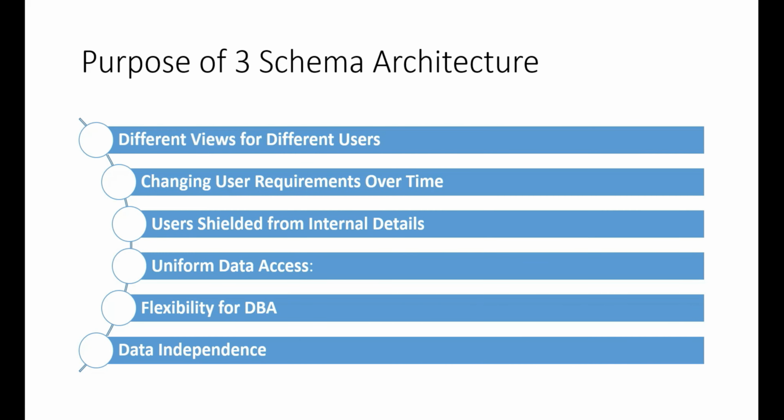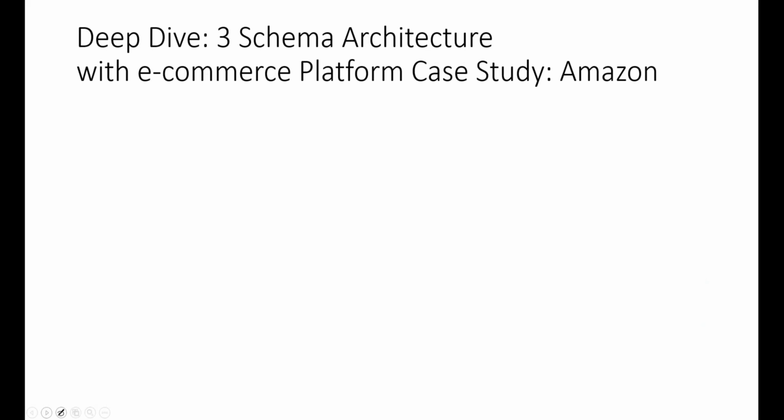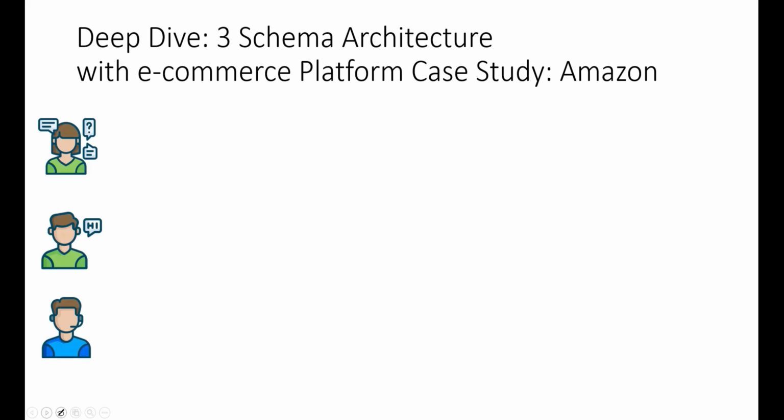So now let's quickly jump to one of the important slides, where we will take a use case of an e-commerce platform case study like Amazon, for example. Let's understand how this three schema architecture looks at a very high level, so that it gives a glimpse and is easy to understand by this example. So let's take shopping on Amazon or any e-commerce site.